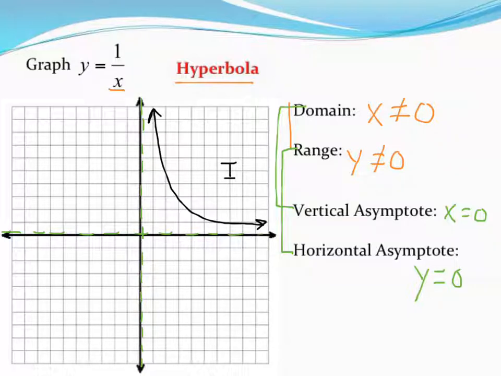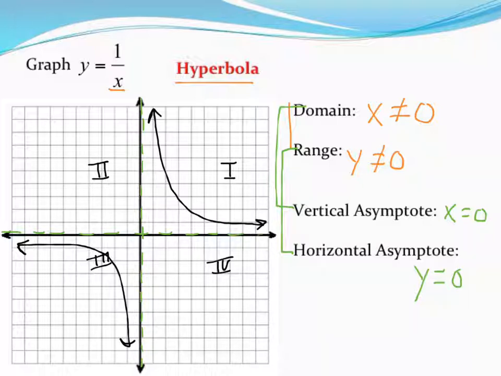Let's go ahead and label our quadrants. There's quadrant 1, 2, and then quadrant 3, and quadrant 4 is down here. So with this parent function, we have one of our branches in quadrant 1, and the other branch in quadrant 3. So there's a graph of what this basic parent function is going to look like.